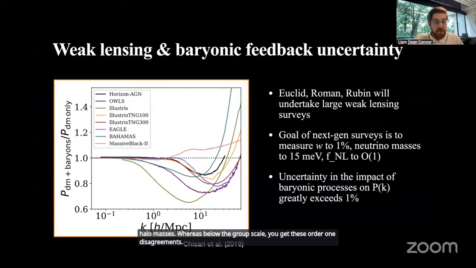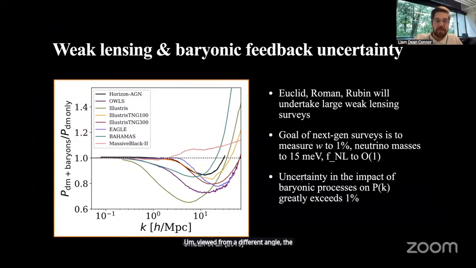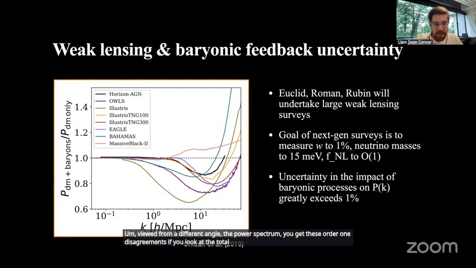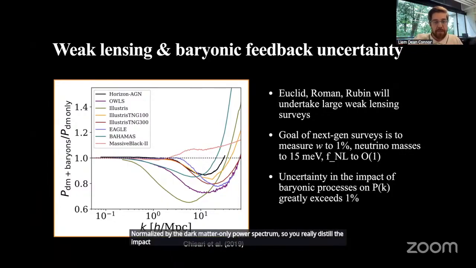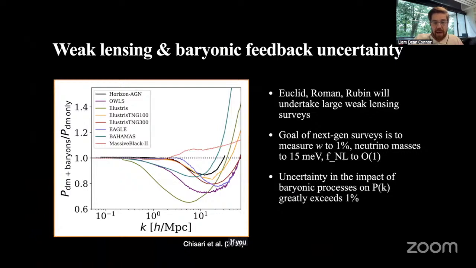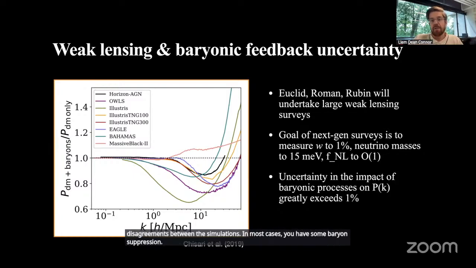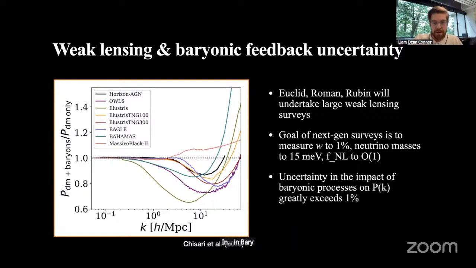Viewed from a different angle, the power spectrum, you get these order one disagreements if you look at the total matter power spectrum, normalized by the dark matter only power spectrum. So you really distill the impact of baryons. If you plot that as a function of k, you can see again order one disagreements between the simulations. In most cases, you have some baryon suppression, meaning there are smaller matter fluctuations in baryons than there are in dark matter, likely due to feedback.